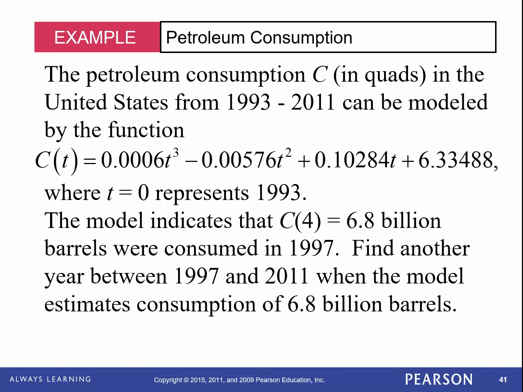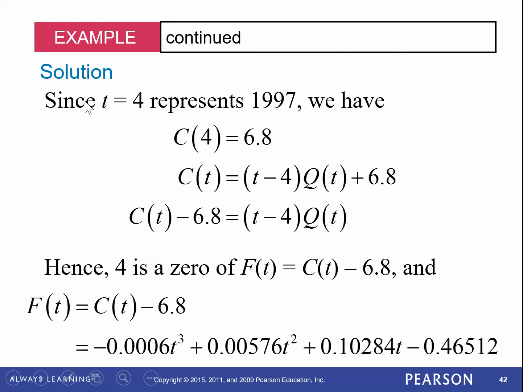So if that's the case, are we really saying that if you plug in a 4, you get 6.8? Let's see if this makes sense here. It says if t is equal to 4, we plug this in. This is the tricky part right here. C of 4 is equal to 6.8, therefore C of t is equal to t minus 4, there's my quotient, and a 6.8 being my remainder.